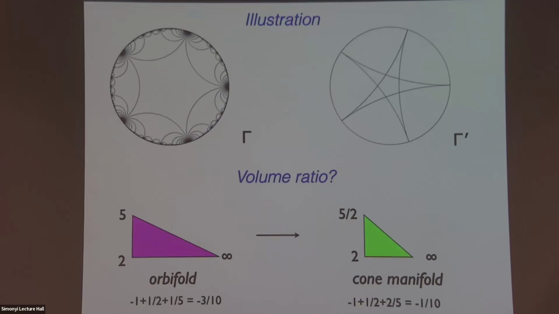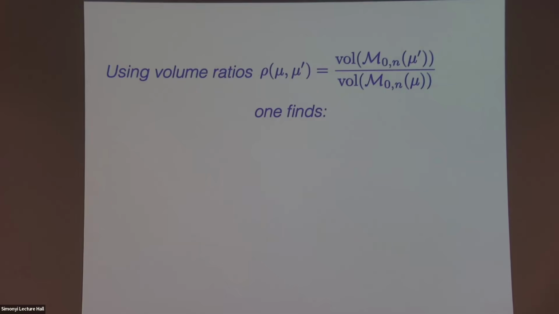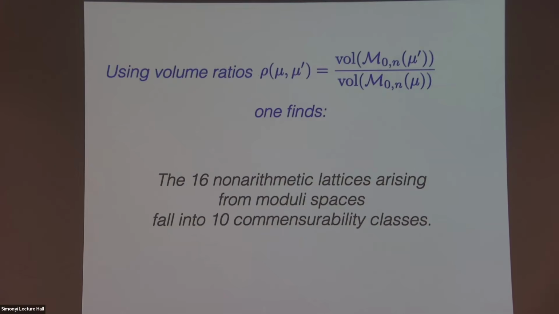And let me just quickly skip to the punchline. Using these volume ratios, one finds that the 16 basic known non-arithmetic lattices arising from this moduli space construction fall into 10 commensurability classes. This idea was first exploited by Kappes and Möller in terms of Lyapunov exponents, and I simplified it a little to use volumes.